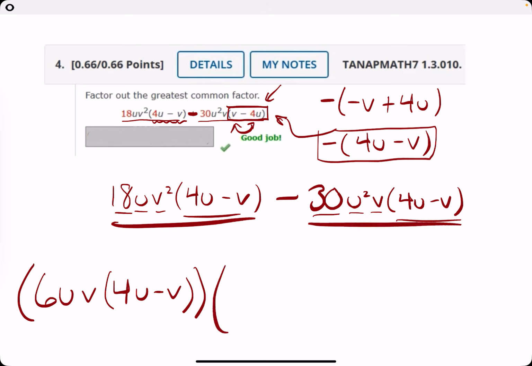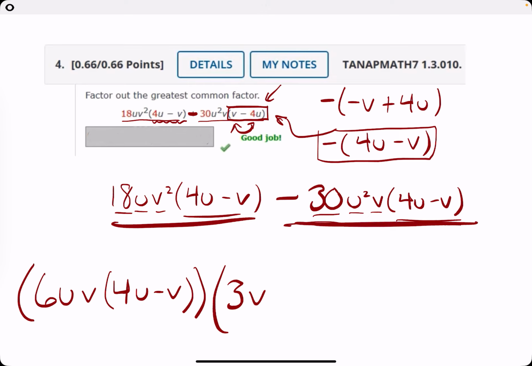Now we still have to write what's left. 18 over 6 is 3. U over U is 1. V squared over V is V. 4U minus V over 4U minus V cancels out, it's just 1. So just 3V from the first term.